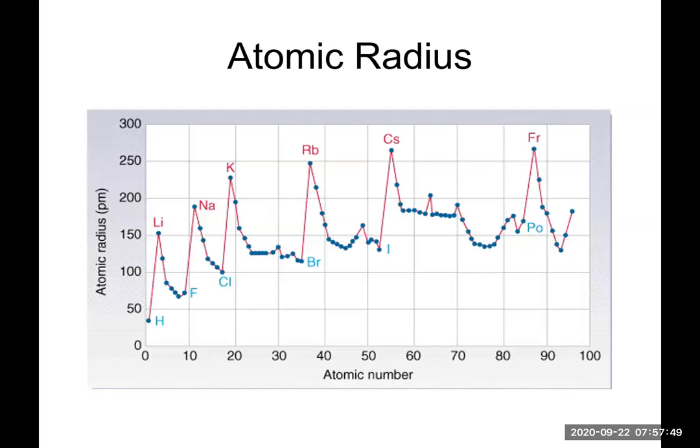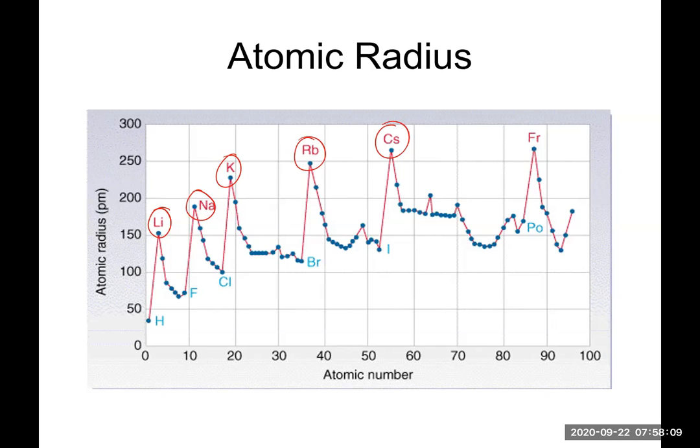When we look at some data associated with atomic radius, we can see that all of those alkali metals like lithium, sodium, potassium, rubidium, cesium, they all have the largest atomic radius. And they're all on the left side of the periodic table.